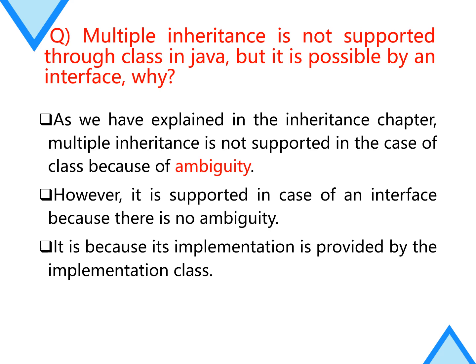So the answer is that multiple inheritance is not supported in the case of class because of ambiguity. And why is it possible through interface? The answer is that it is supported in case of an interface because there is no ambiguity. So why is there no ambiguity? Because its implementation is provided by the implementation class. The interface does not have any implementation. Its implementation is provided in the implementing class.